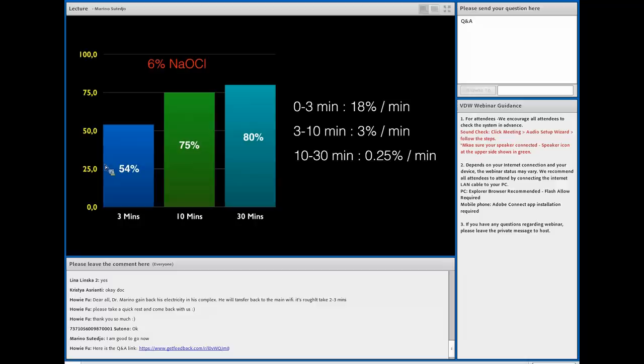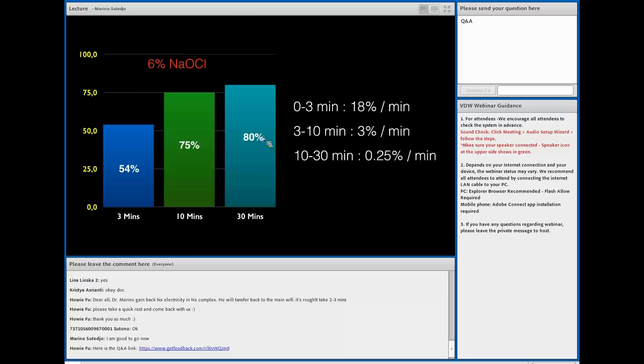But it's not just the concentrations that I found interesting in this paper. As you can see here, if we use 6% sodium hypochlorite for 3 minutes of exposure, it can kill 54% of bacteria. If we put 10 minutes, it can kill 75% of bacteria. If we put 30 minutes, like we know from the previous research, we can kill 80%, which is a higher number compared to 3 minutes. But let's not draw conclusions too easily.